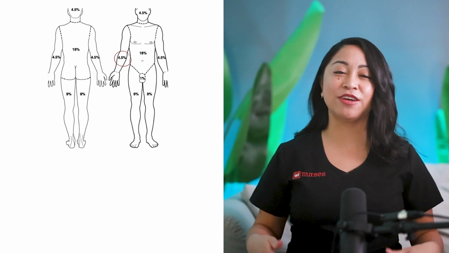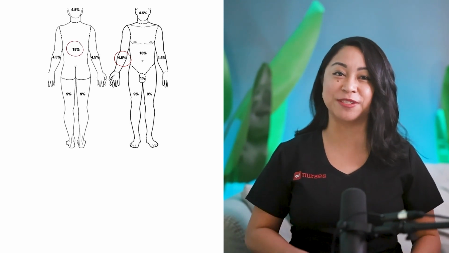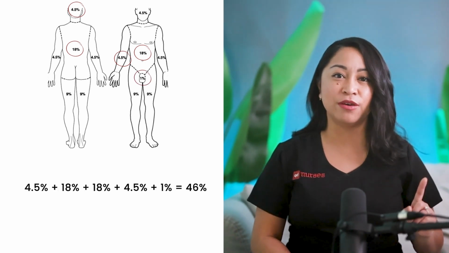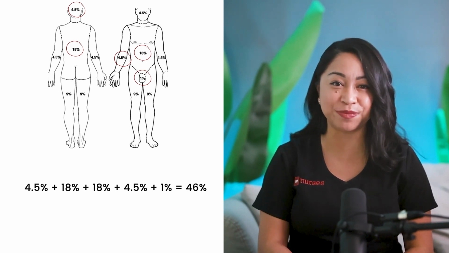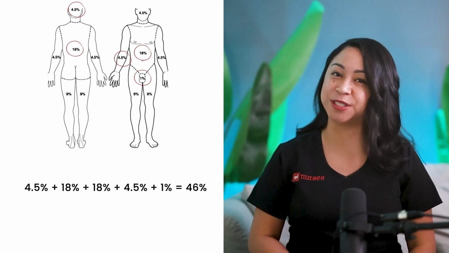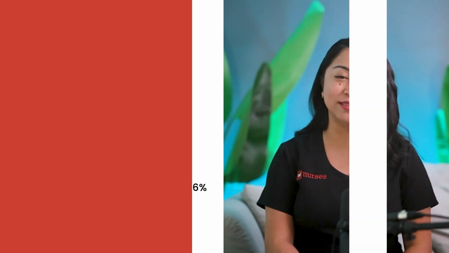So let's go over the rationale. The front right arm makes up 4.5%. The entire back torso makes up 18%. The entire front torso makes up 18%. The back of the head makes up 4.5%, and the genitalia area makes up 1%. 4.5% plus 18% plus 18% plus 4.5% plus 1% equals 46% of the total body surface area has been affected by burns. You just completed Rule of 9's practice questions.